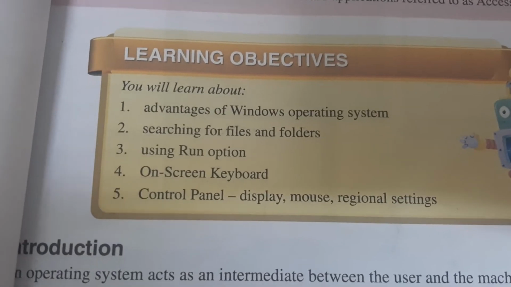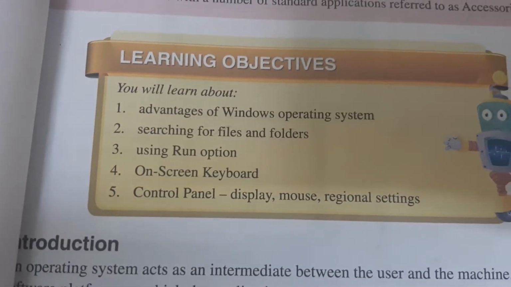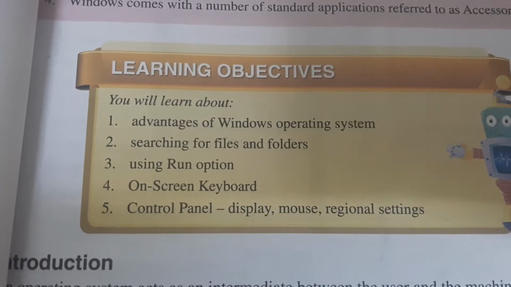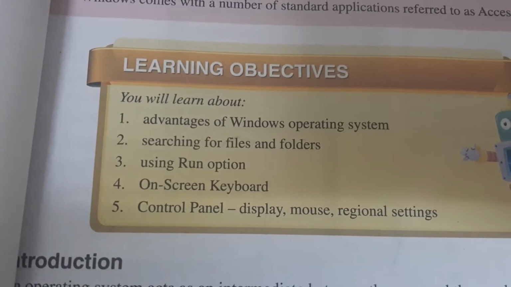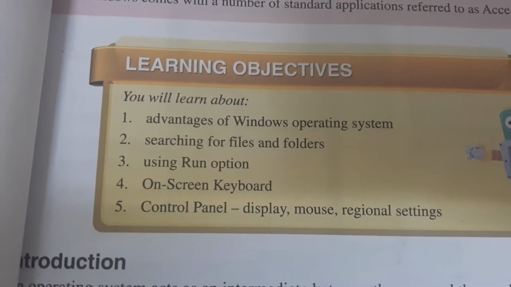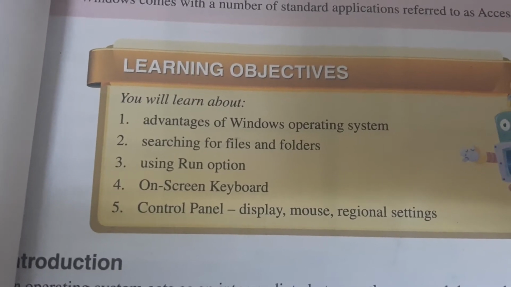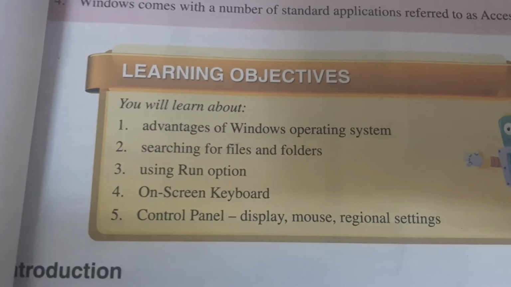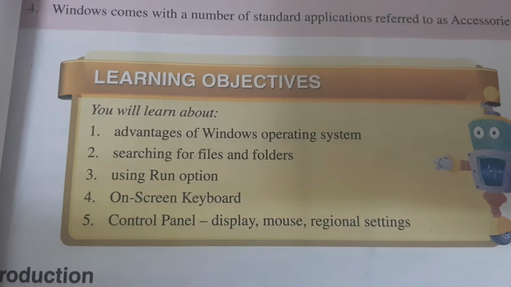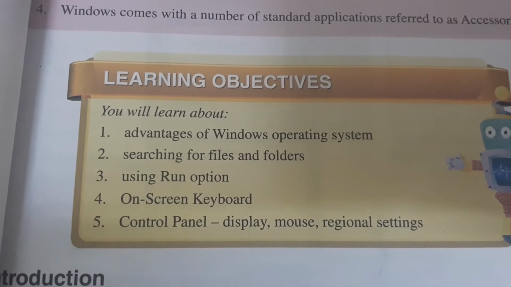In control panel we have different options: display, mouse, regional settings, and so on. Display will show you how your computer will look when you open it. Mouse helps you to click on anything. Regional settings will help you to display.